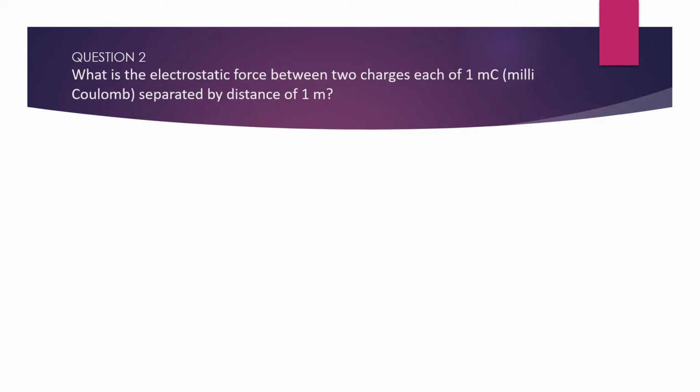Question 2 is what is the electrostatic force between two charges each of 1 millicoulombs separated by a distance of 1 meter? Now, the given is two identical charges each of 1 millicoulombs, that is Q1 is equal to Q2 is equal to 1 into 10 power minus 3. 10 power minus 3 is millicoulombs. The distance R between the two charges is 1 meter. The value of K you know is 9 into 10 power 9 newtons meter square per coulomb square.